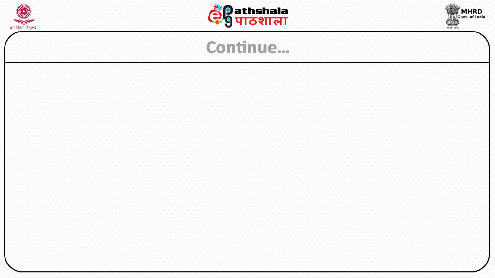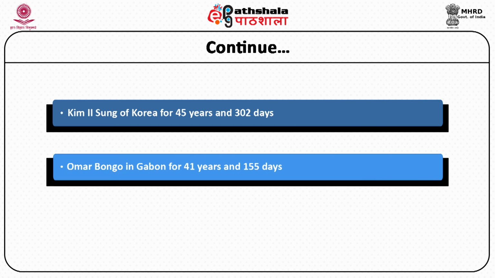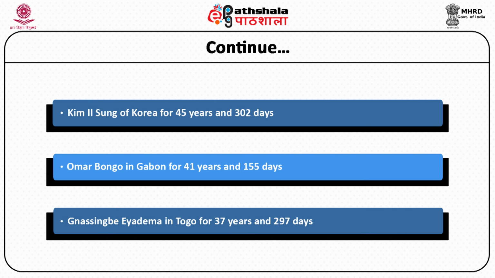And if 36 years or 35 years was not enough, we have the example of Kim Il-sung of Korea, who ruled for 45 years. We have the example of Omar Bongo in Gabon, who ruled for 41 years and 155 days. We have the example of Gnassingbé Eyadéma in Togo, who ruled for 37 years and 297 days.